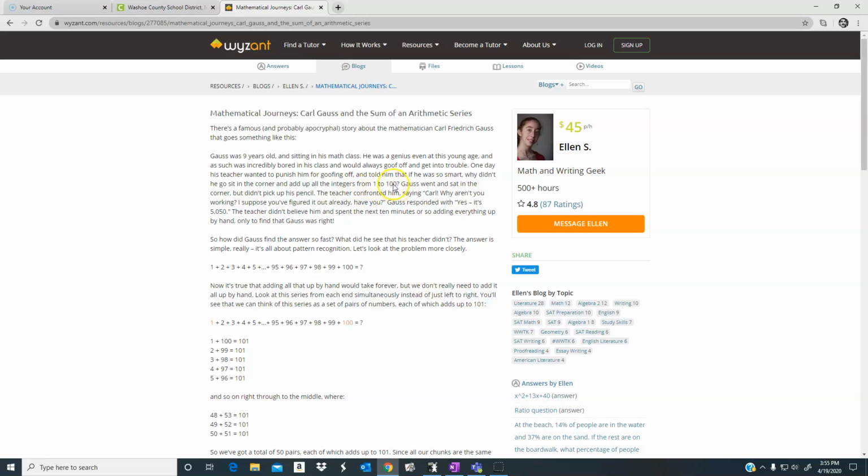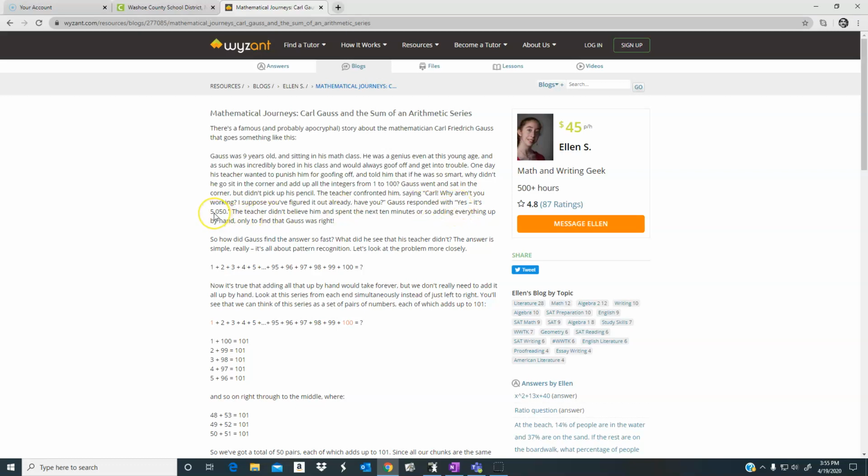He was just like, all right, Gauss, you're pissing me off. I'm going to send you to the corner. So Gauss went to the corner and sat, but didn't pick up his pencil. The teacher confronted him and said, Carl, why are you not working? I suppose you figured it out already, haven't you? And Gauss responded with a presumptuous, yes, I have.